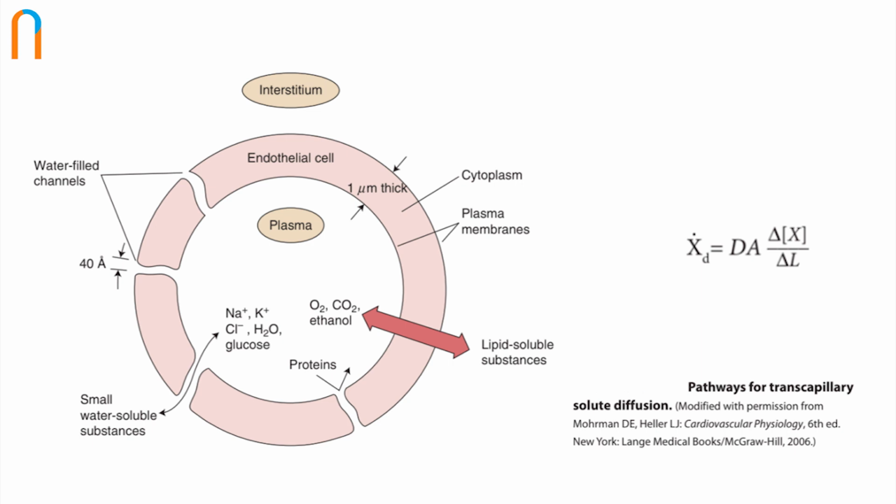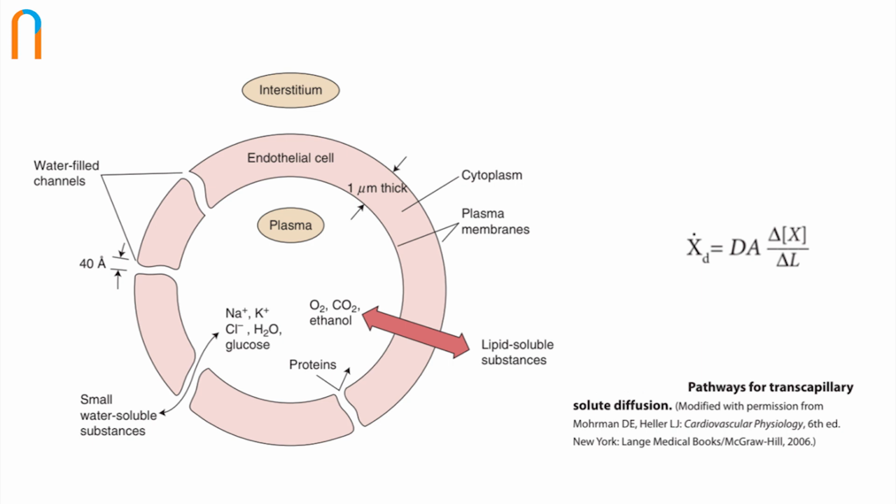As diagrammed in the figure, the capillary wall itself consists of only a single thickness of endothelial cells joined to form a tube. The ease with which a particular solute crosses the capillary wall is expressed in a parameter called its capillary permeability. Permeability takes into account all the factors, diffusion coefficient, diffusion distance, and surface area, except concentration difference, that affect the rate at which a solute crosses the capillary wall.